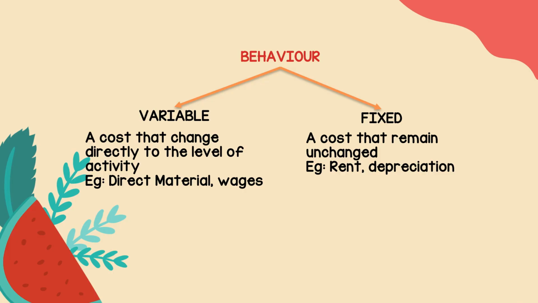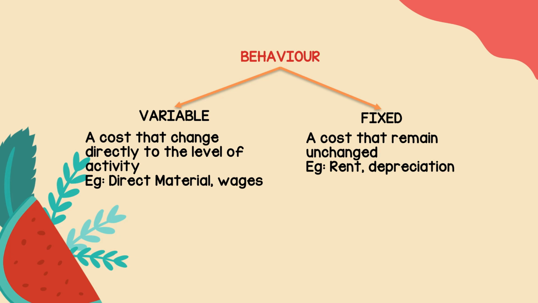So the first type of cost classification is behavior. There are two types of cost behavior, which are variable cost and fixed cost. Variable cost is a cost that changes directly with the level of activity. For example, direct material, wages, and etc. For variable cost, the cost will increase when the level of activity increases.